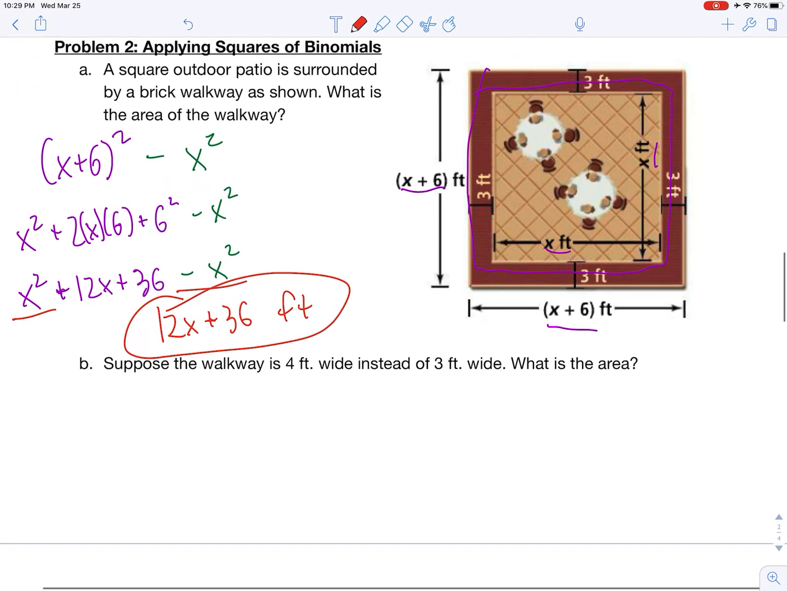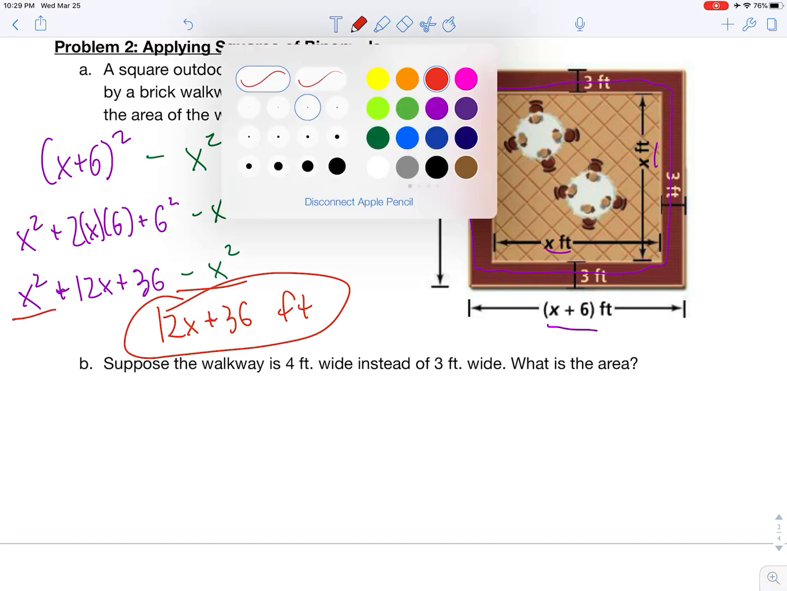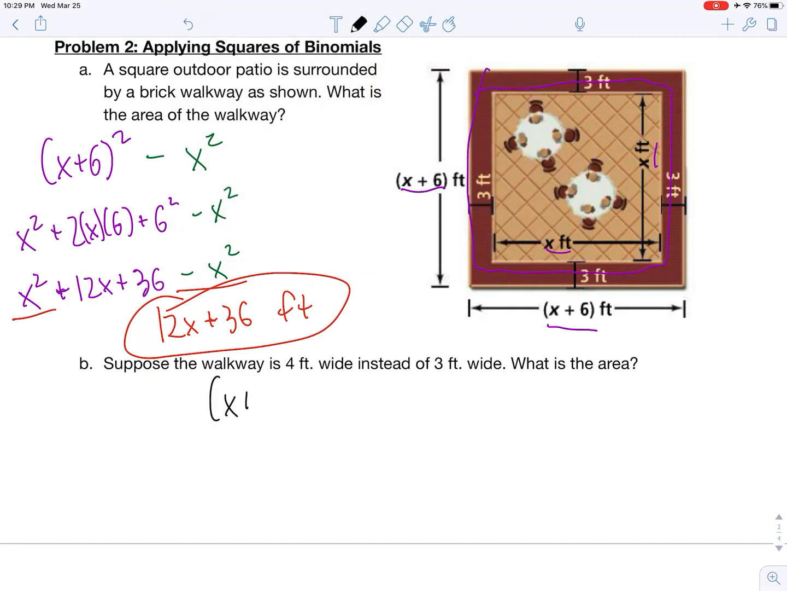So let's suppose the walkway is 4 feet wide instead of 3 feet wide. Doesn't really change much, because again, instead of adding 3 feet on each side, we're adding 4 feet on each side. I'll just set up that question. I think you guys could probably solve it. It just means the only difference is now we'd have x plus 8 quantity squared minus still that patio from the inside, minus x squared.